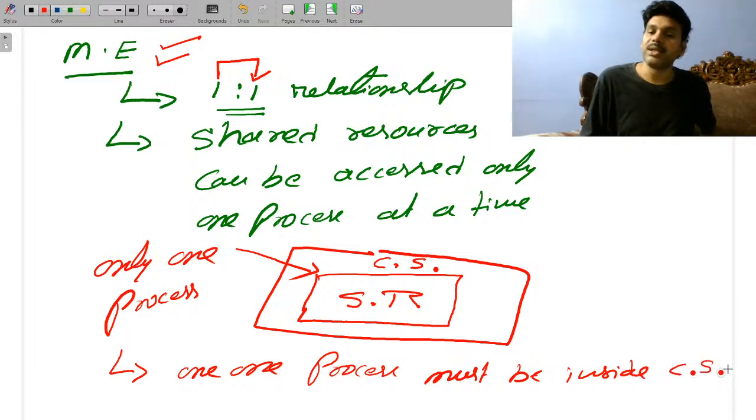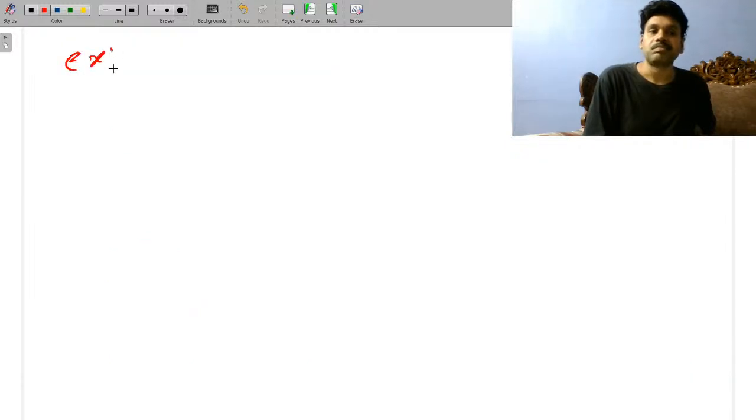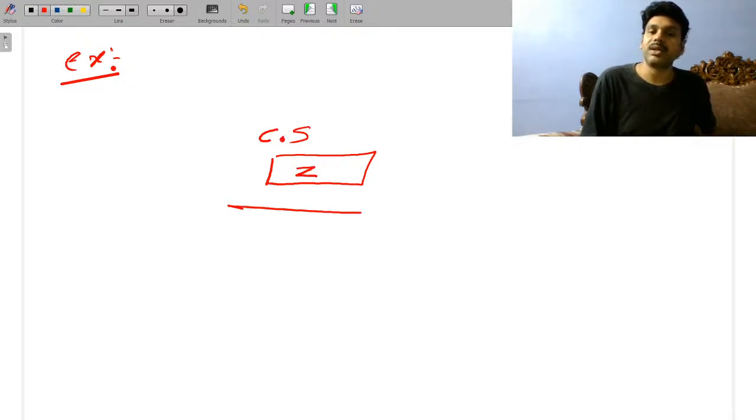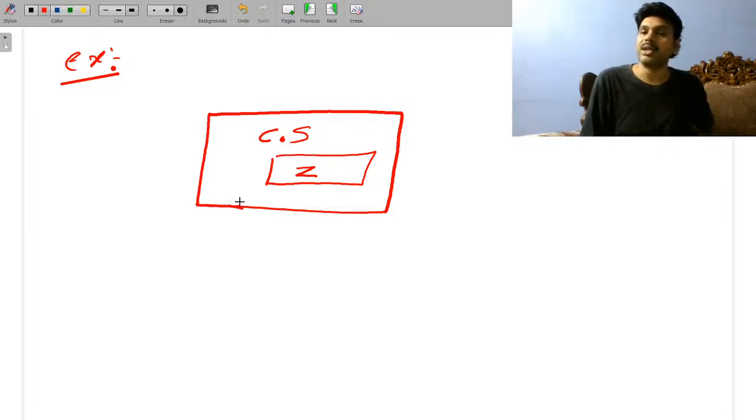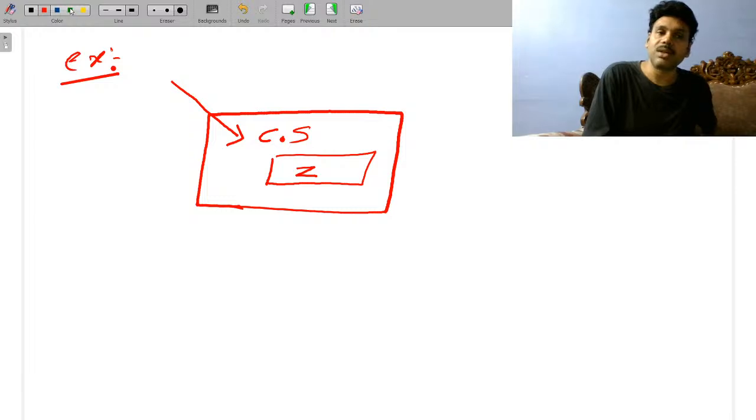Must be inside critical section. So now you tell me one example. I say, Z is a shared resource to us. This is under protection with a critical section. Please understand. When I am saying critical section, the critical section consists of a piece of code or global data or shareable resources. Now, there are two processes that have entered into the critical section. P1 is also accessing Z and P2 is also accessing Z.